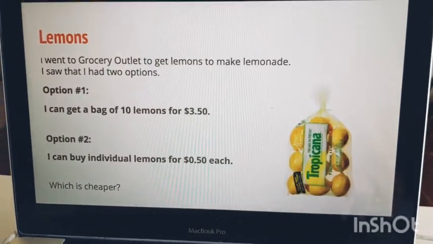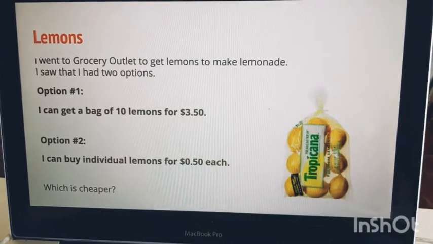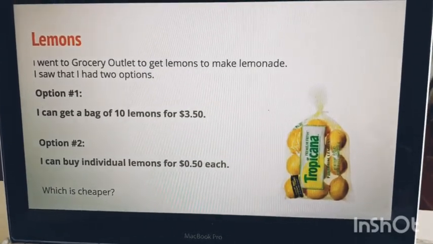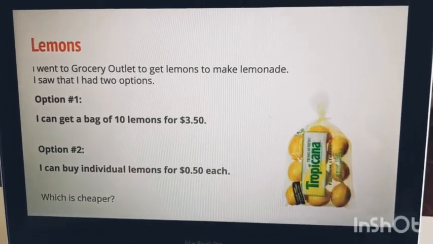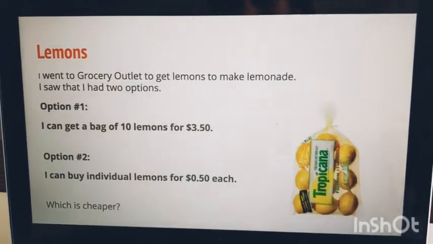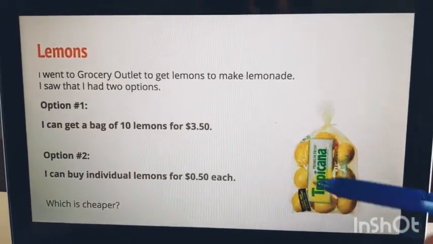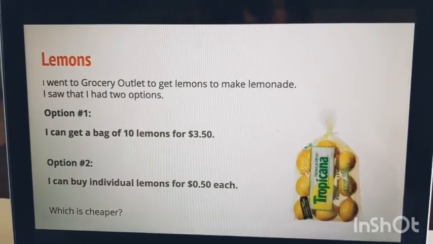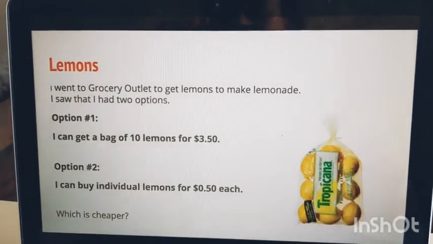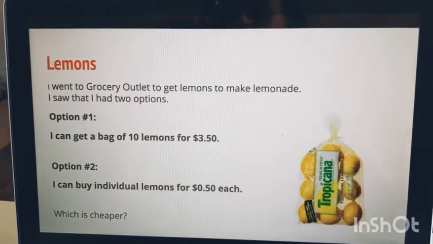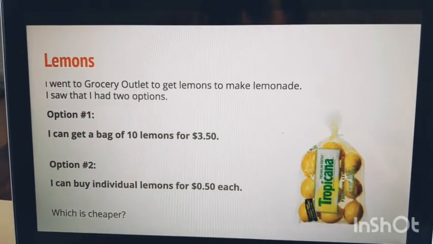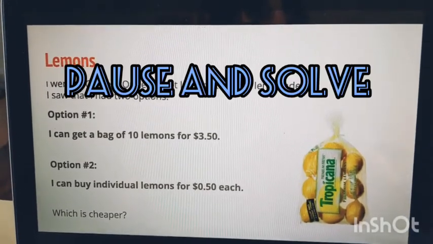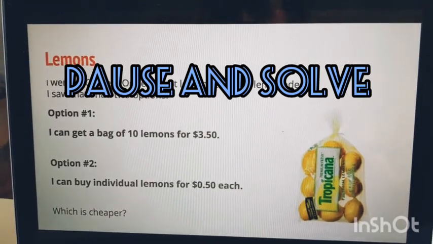All right, so I went to Grocery Outlet and I was trying to get lemons to make lemonade. So I need a lot of lemons, and I realized that I have two options for what I can buy. One option is I can get a bag of 10 lemons all together, and that costs $3.50. Or I could just buy each lemon one at a time for 50 cents each. So I'm trying to figure out which is cheaper. Please pause the video and solve this problem on your own first.